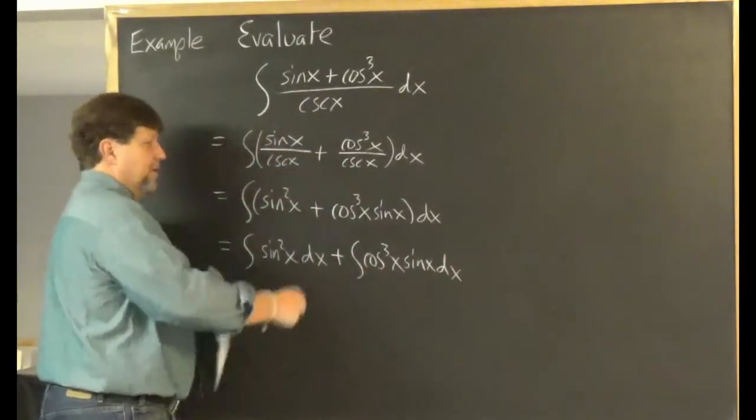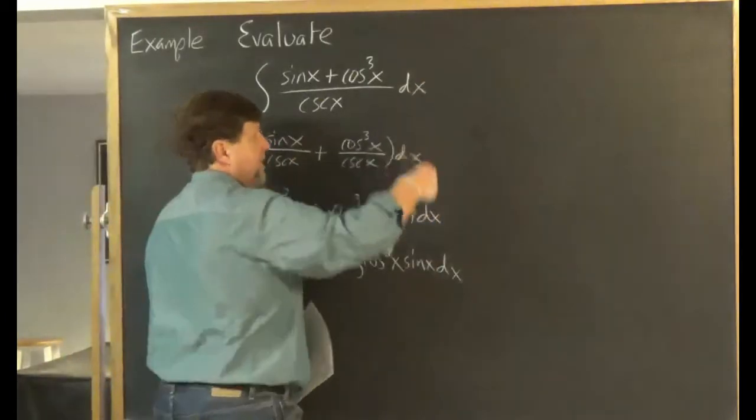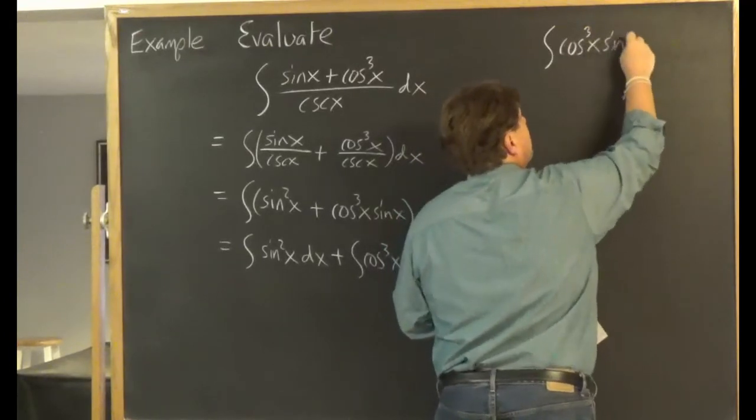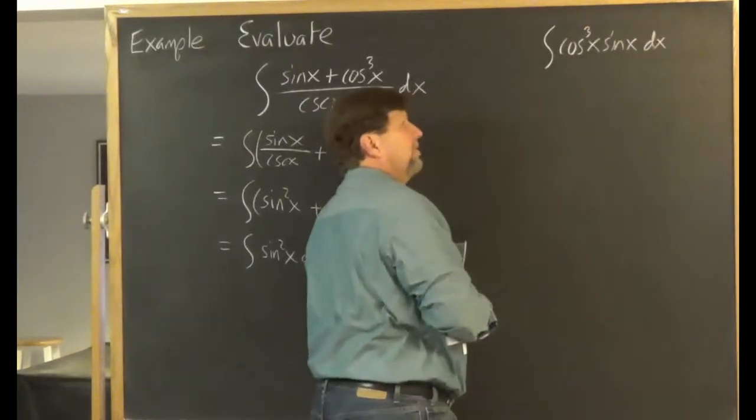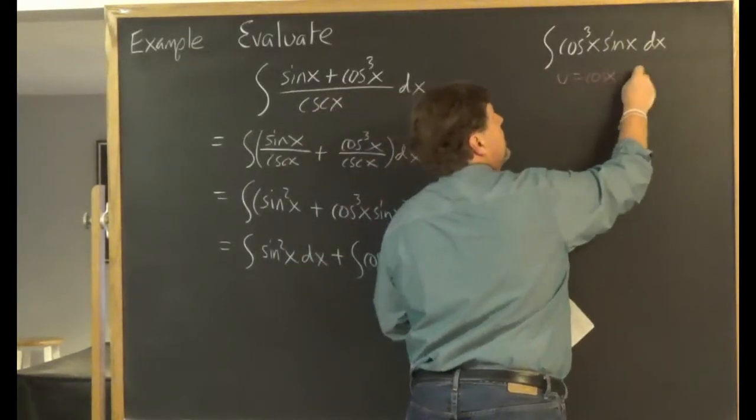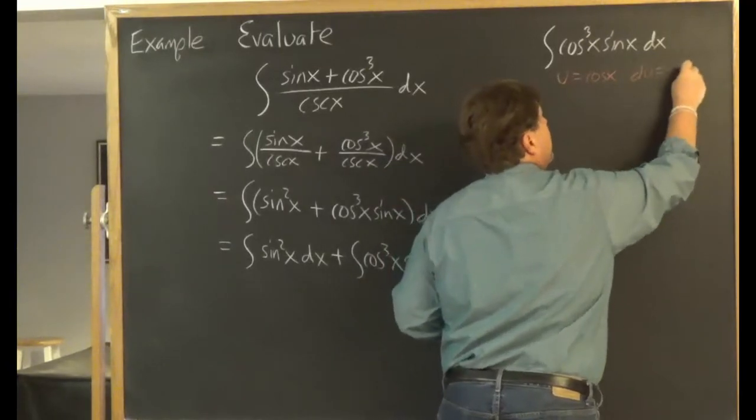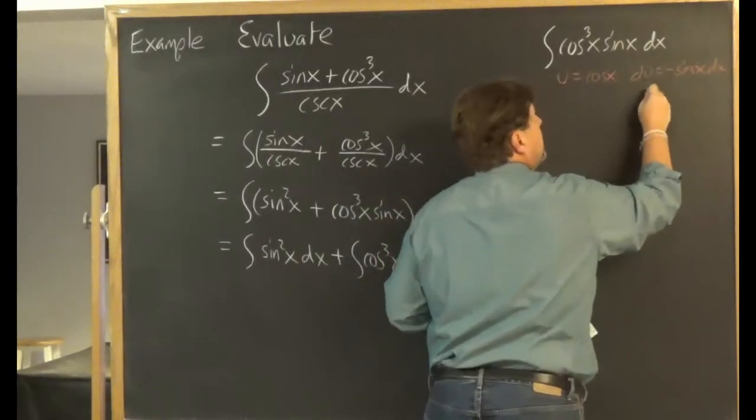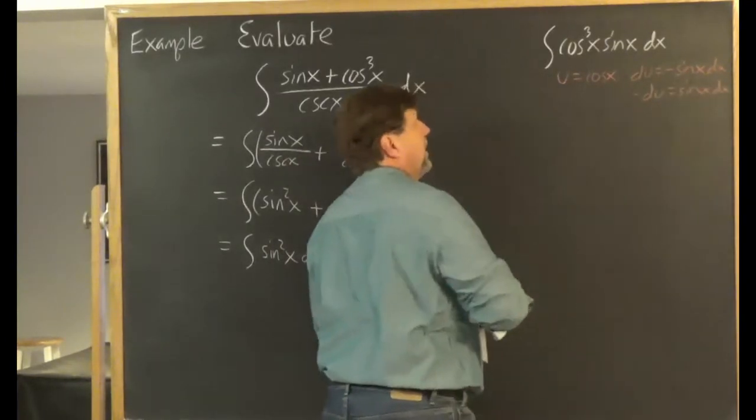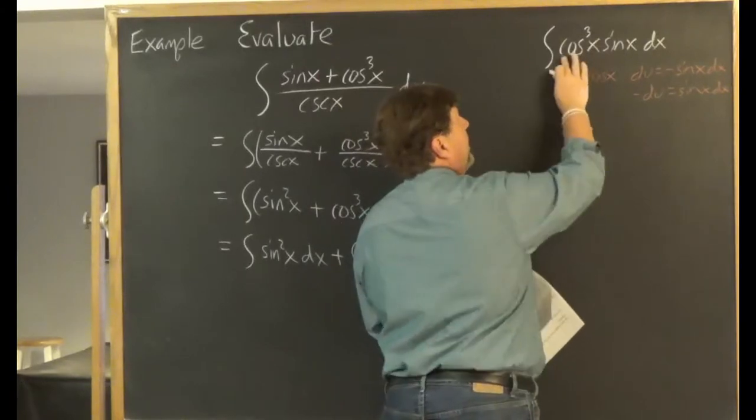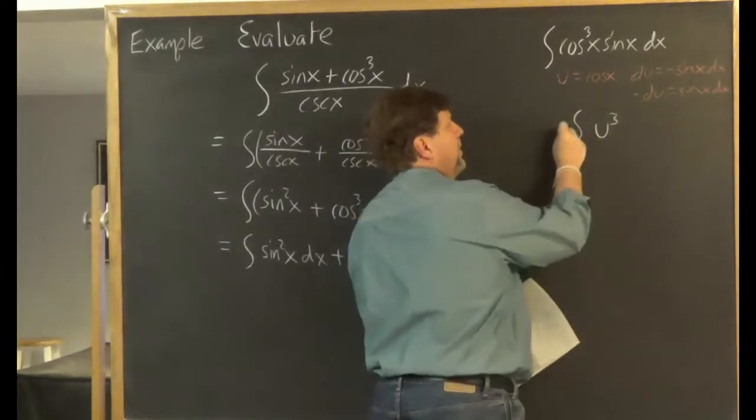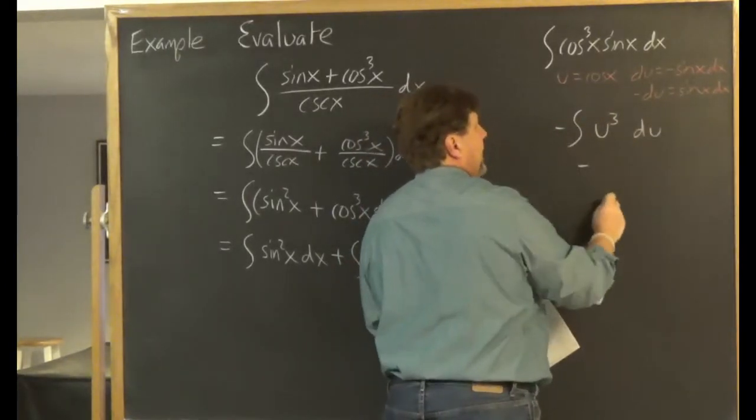Let me analyze this one first. So I'm going to pull this integral off to the side here. This one is handled via basic u-substitution. If you let u equal cosine x, du is negative sine x dx. Negative du is sine x dx. So when I substitute in, I'd have u cubed. My sine x dx is negative du. Put the negative out front. Get an antiderivative.